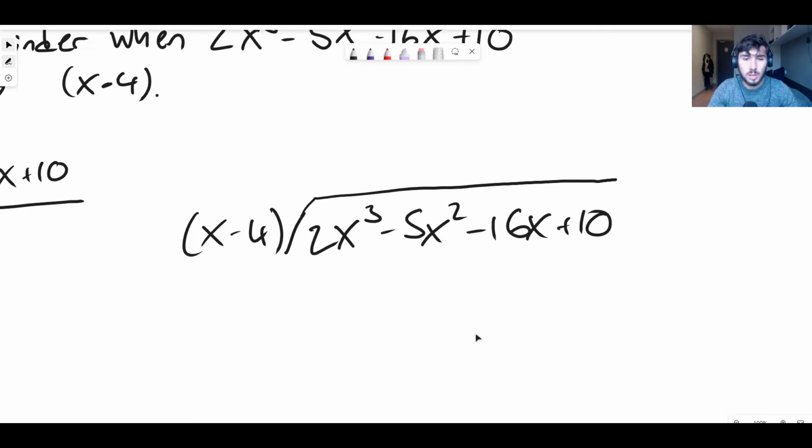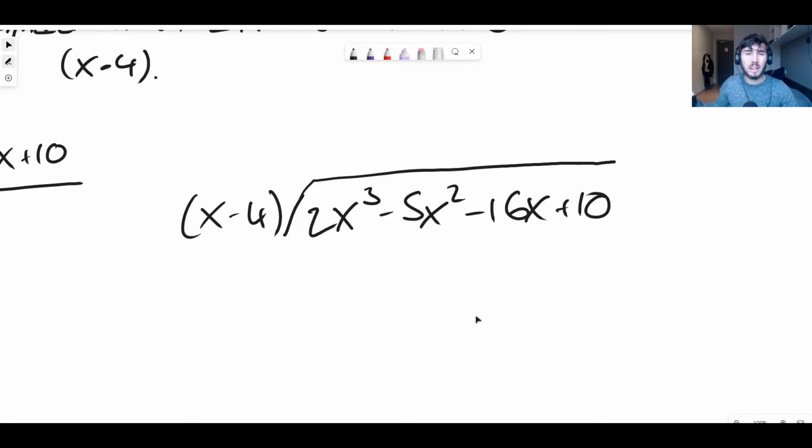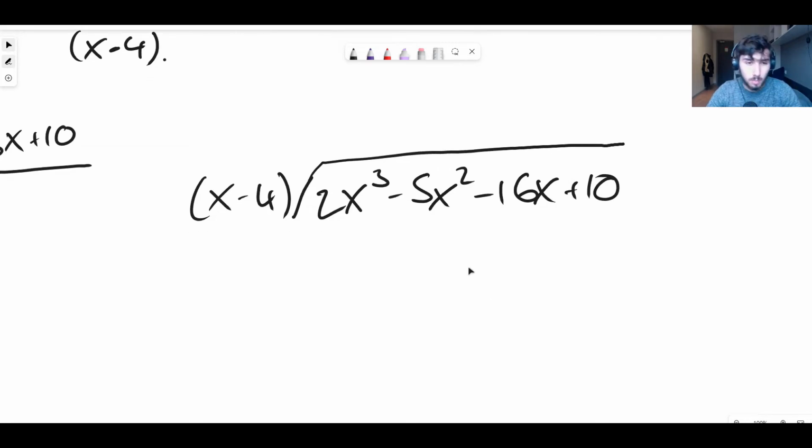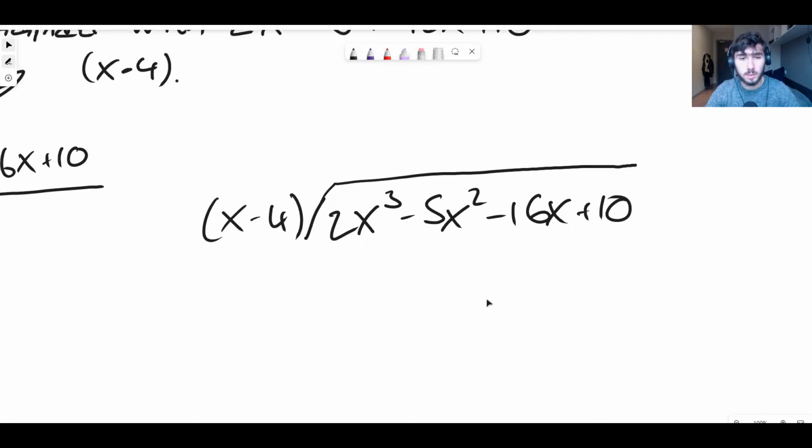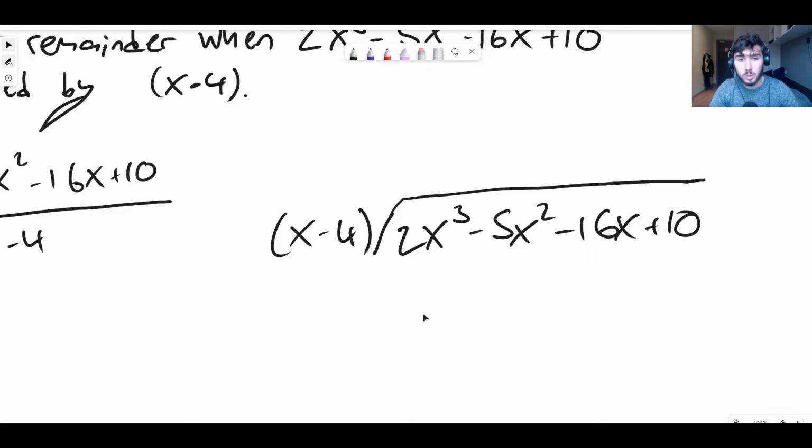We're not missing out any terms. We're not missing out an x squared term or something. Because remember, if we were, we would need to write that as plus 0x squared. But we're not missing it, so we don't need to do that. So it's a little bit nice here. So okay, let's just go straight into our polynomial long division. So 2x cubed divided by x.